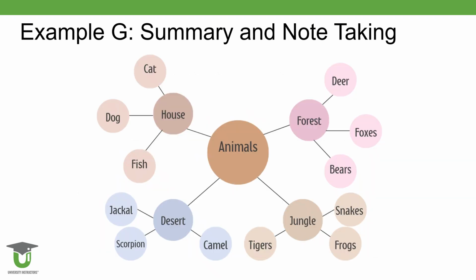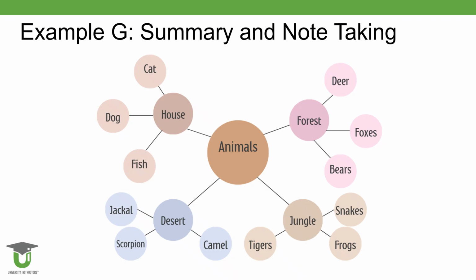Webbing is a note-taking strategy that uses circles to indicate the importance of ideas and lines to indicate relationships. Lines from one circle to another indicate that the concepts in the connected circles are related in some way. In this example, the main idea to be explored is animals. Connected circles are labeled with 4 habitats: jungle, desert, forest, and house.